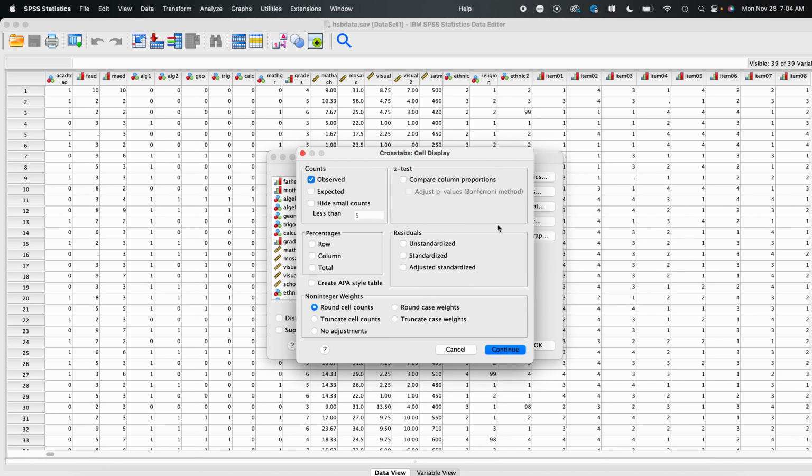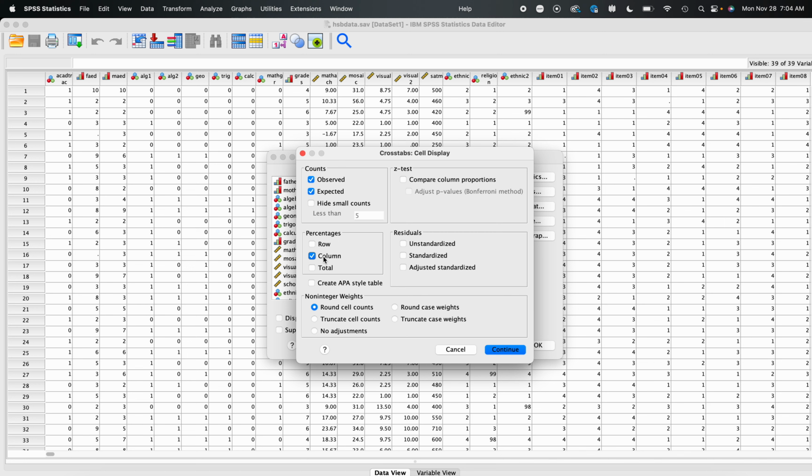So there's a lot of background work that's happening here. When I click on Cells, I want to make sure I have observed and expected checked. That's not typically going to happen on its own. And then I also want to make sure I've got counts and column checked under percentages. So I need to make sure I've checked off column here, and that's what triggers the count to happen.